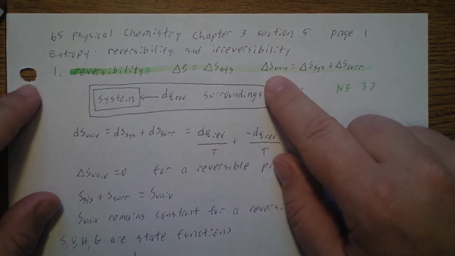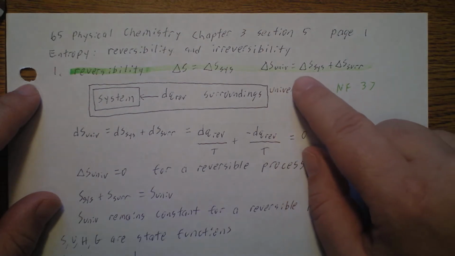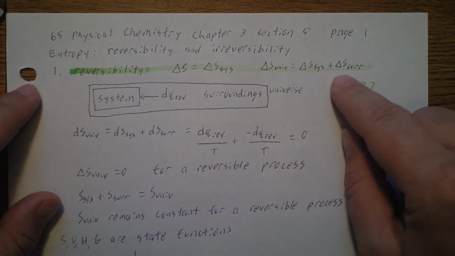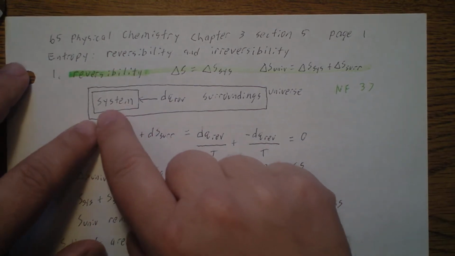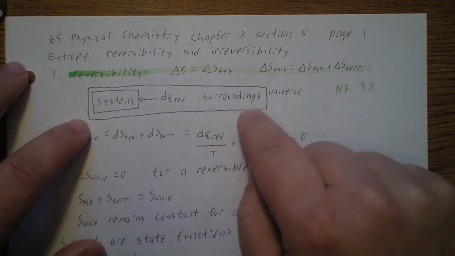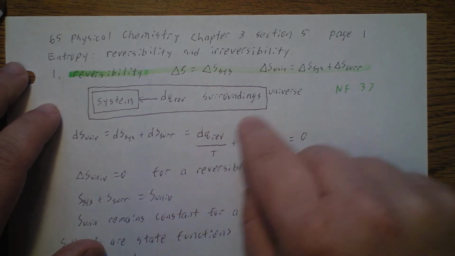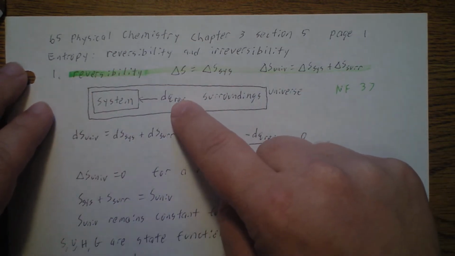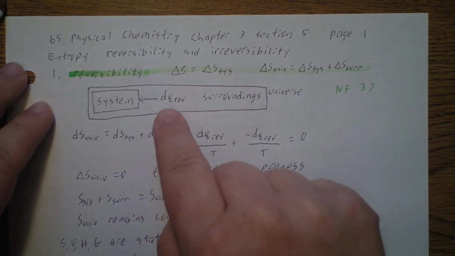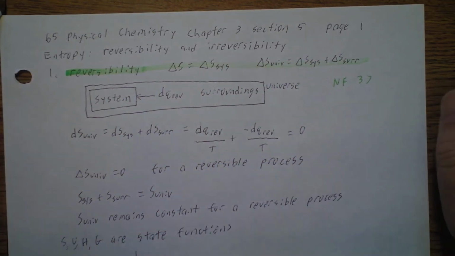Now remember, the change in entropy of the universe is equal to the change in entropy of the system plus the change in entropy of the surroundings. Now here's our system. It's surrounded by walls. Then the surroundings. All of that together is the universe. So let's say we have heat going into the system. That's positive dq, differential of q.